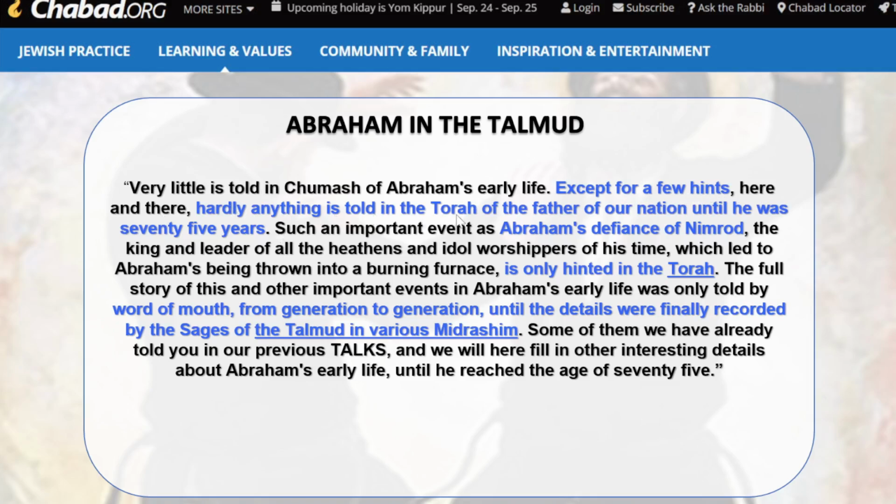Hardly anything is told in the Torah of the father of our nation until he was 75 years. Such an important event as Abraham's defiance of Nimrod, the king and leader of all the heathens and idol worshippers of his time, which led to Abraham's being thrown into a burning furnace, is only hinted in the Torah. Oh, very interesting. It's only hinted. The full story of this and other important events in Abraham's early life is only told by word of mouth from generation to generation until the details were finally recorded by the sages of the Talmud in various midrashim.